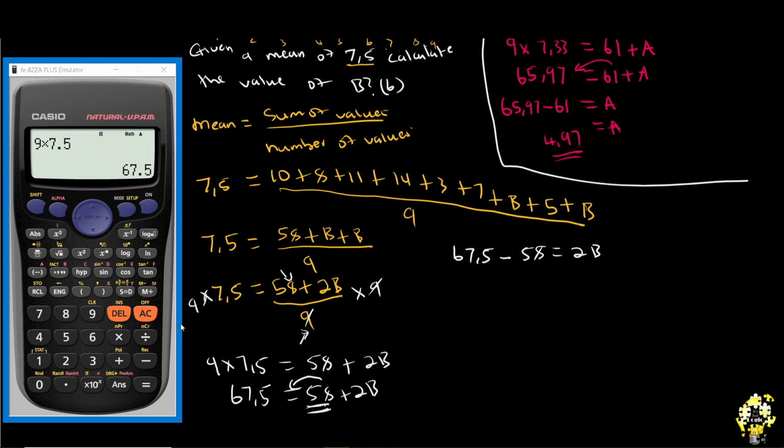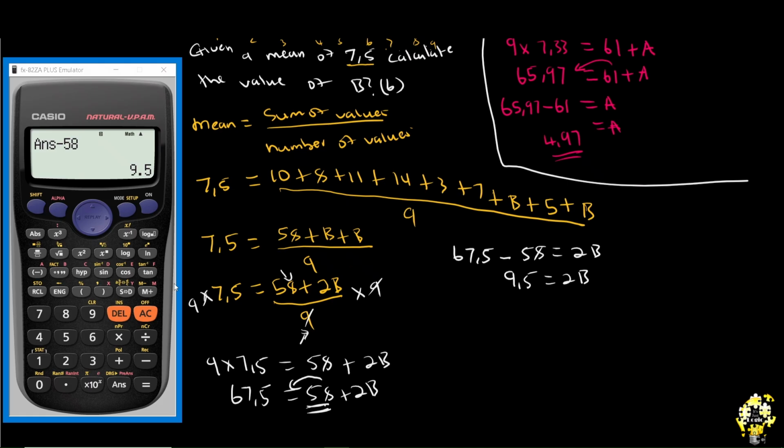Well, now 2b is on one side by itself. This is already there. 67.5 minus 58. What do we get? We get 9.5 is equal to 2b. Now, this is where we are supposed to solve, because we have 9.5 is equal to 2b.